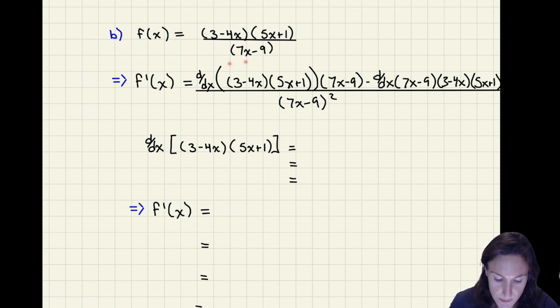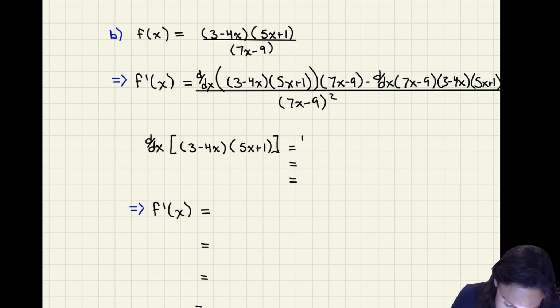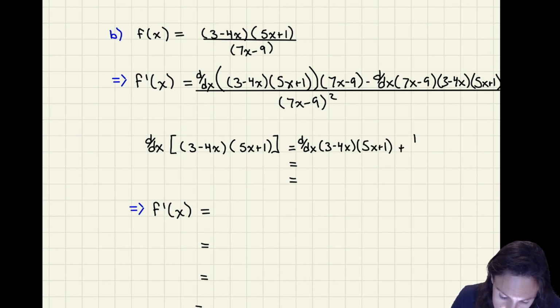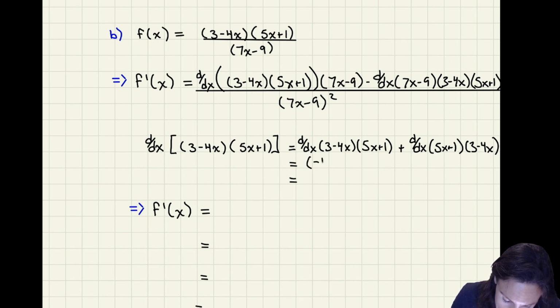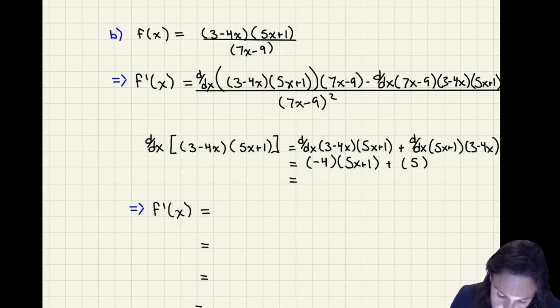So before we expand this, just because it would be really long, I'm going to just look at the derivative of this part, the product rule part. So remember, the product rule says that we take the derivative of the first, so d dx of 3 minus 4x times the second, plus the derivative of the second, 5x plus 1, d dx of that, times the first, so 3 minus 4x. Now, the derivative of that first term, 3 minus 4x, I'm just going to have the minus 4 times 5x plus 1. And then I'm going to have the derivative of 5x plus 1. That's just going to be 5.